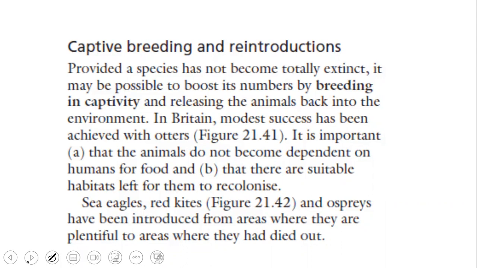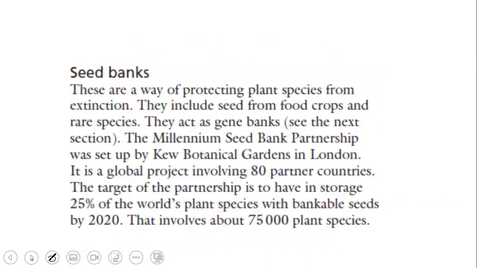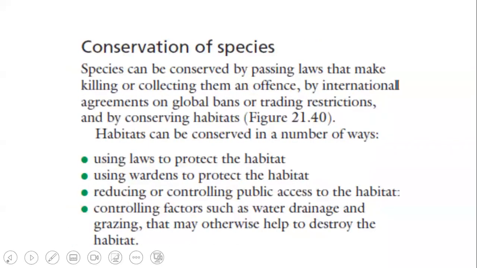So we have conservation centers, we can do reintroductions, we have seed banks that allow us to protect plant species, and we have multiple other ways in which we can prevent species from going extinct or dying out, right? This is especially for endangered species.